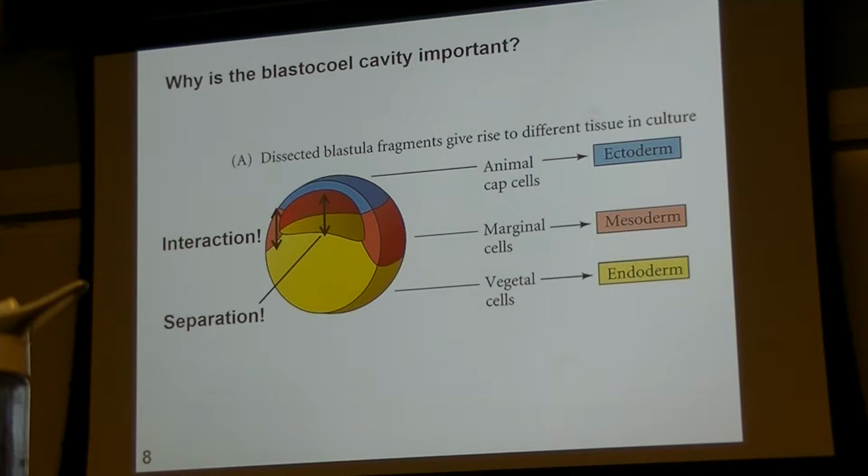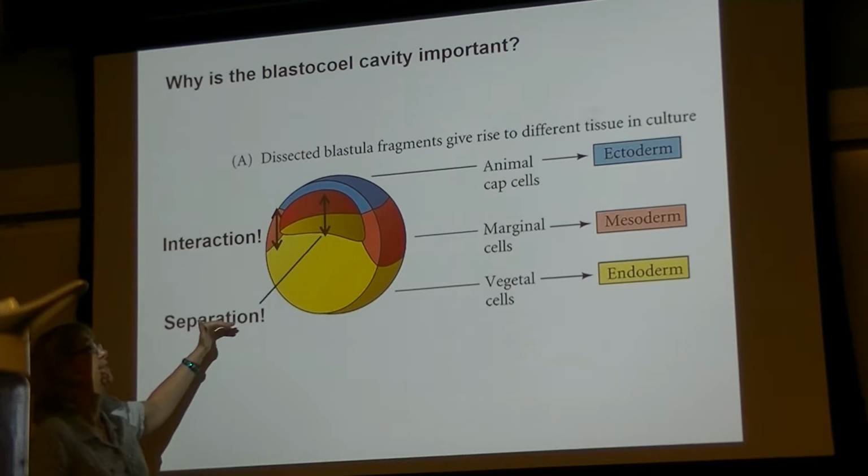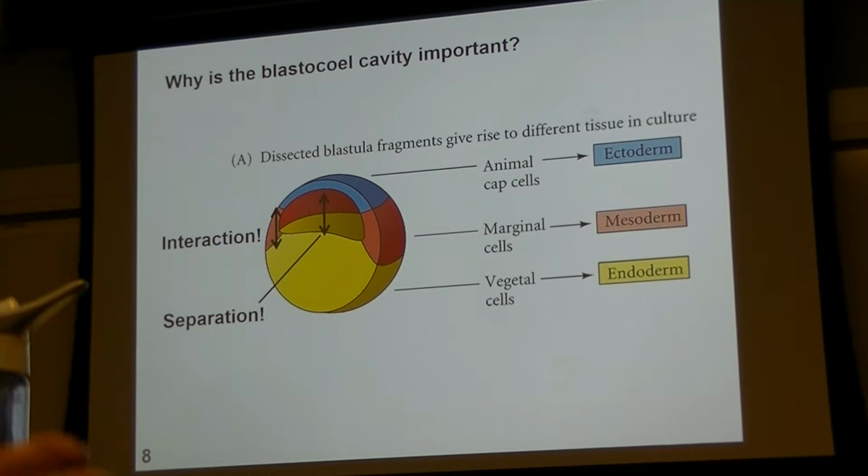Okay, this also, if you think about it, means that the blastocoel cavity is important, because the blastocoel cavity is maintaining a separation for some of the cells up there at the tippy top of the embryo, the animal cap, so that those cells can be free from an inductive signal telling cells to become mesoderm.